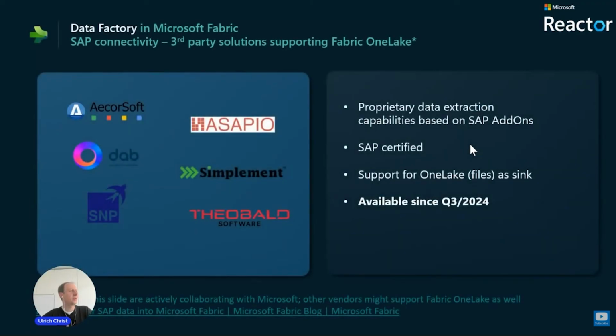And the story here is basically that we're working with a large number of third-party vendors who all have many, many years of experience in getting data out of SAP sources and landing it anywhere outside the SAP ecosystem. So you see the names of these vendors on the left-hand side. It's Acasoft, Asapio, DAB, Simplement, SNP, and Theobald. There might be more vendors, right?